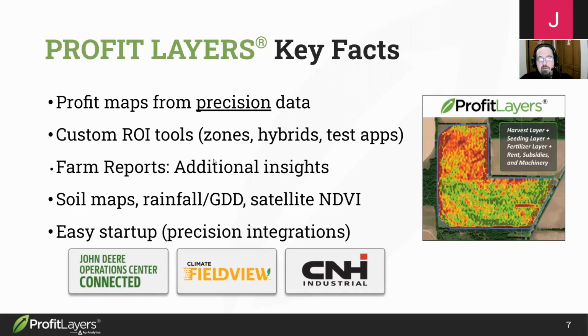And beyond the individual field, you can gain insights for your entire operation with farm reports, both historical and for multiple fields. And beyond that, you have all of the kind of cherries on top: your soil maps, your historic rainfall, seasonal growing degree days, the satellite data, all of those pieces that are just additional, fun, and useful, either for scouting or for learning more about your fields and your operations. And the best thing is, due to our partnerships with John Deere, Climate FieldView, and CNH, it is very easy to get started without countless hours being spent manually entering all of the data.